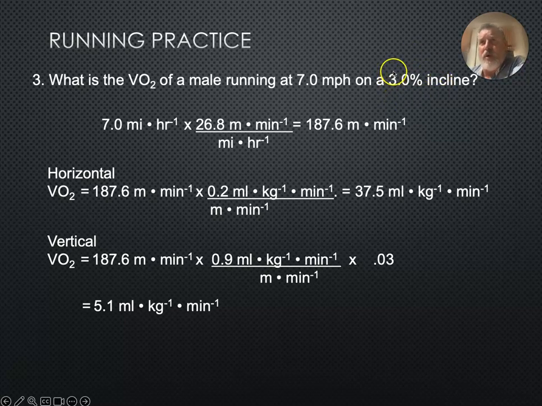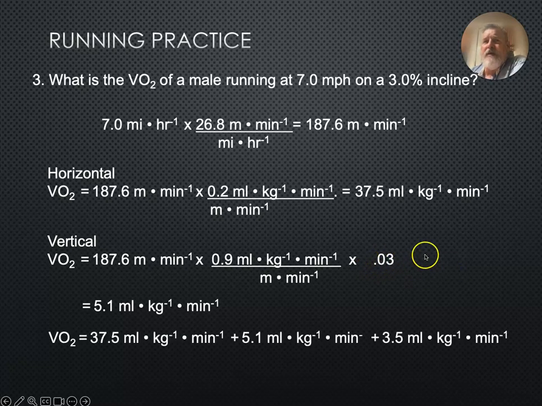This is a point where some students make a mistake. They'll multiply by 3.0. You don't do that. You take this decimal and move it 2 places to the left, 1, 2, and you get 0.03. So the vertical component is 5.1 mils per kg per minute.